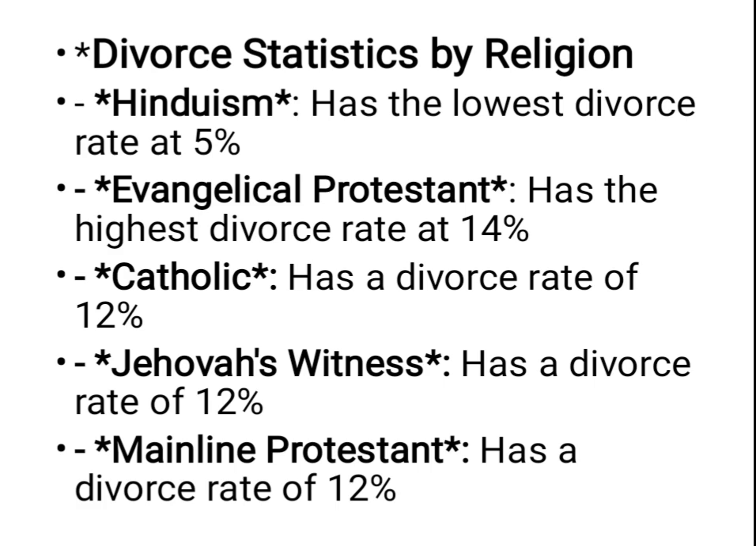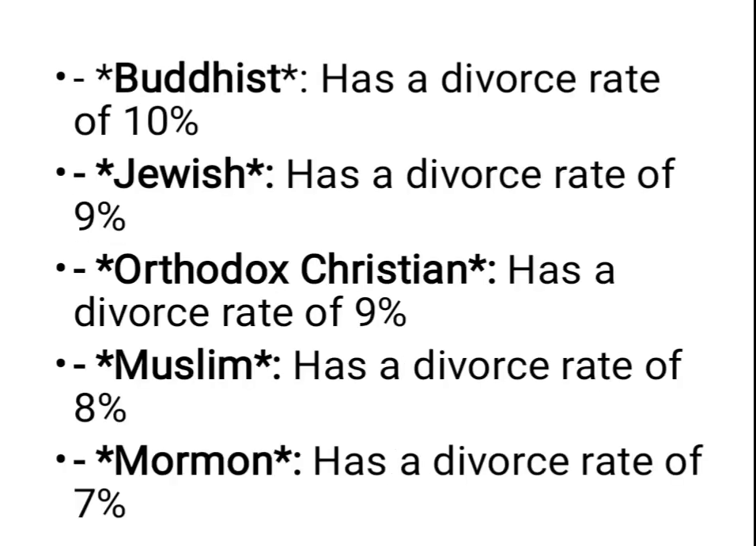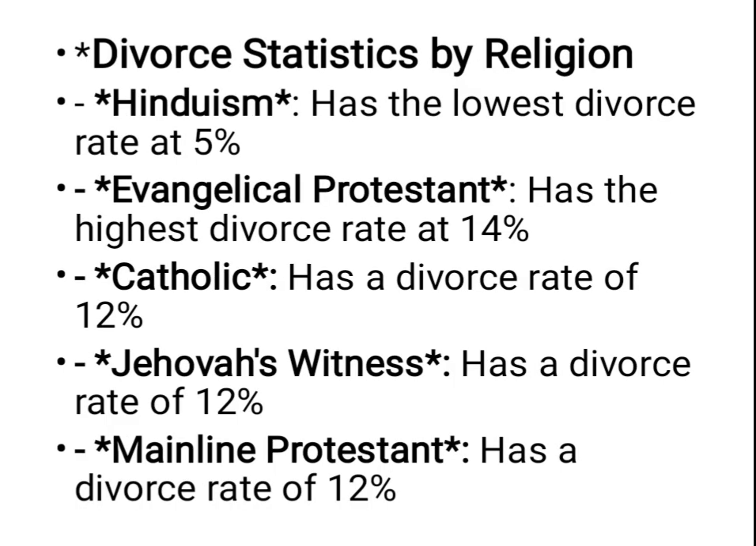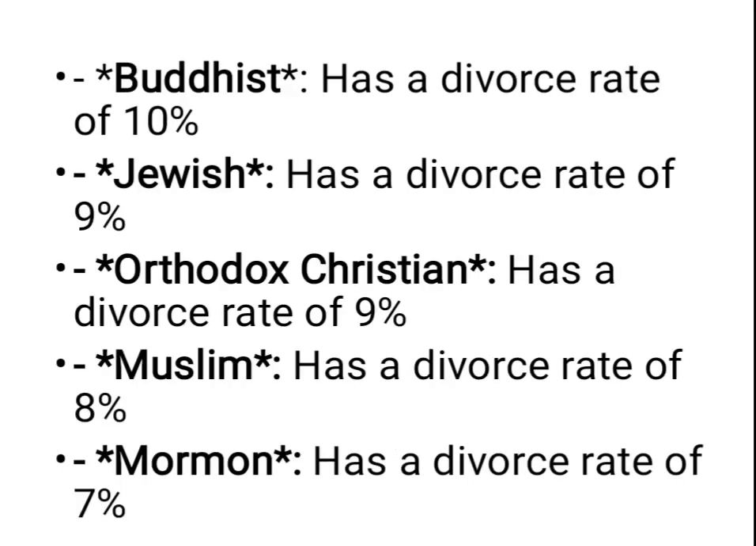Buddhist, 10% are going to divorce. They have got lowest, and Jewish 9%. Orthodox Christian, which is Greek Orthodox, it's 9%. Muslims is 8%. Mormons, it is 7%. So we find that the lowest is Hinduism, and the highest is Christianity. Christianity has got 14% of divorce cases.